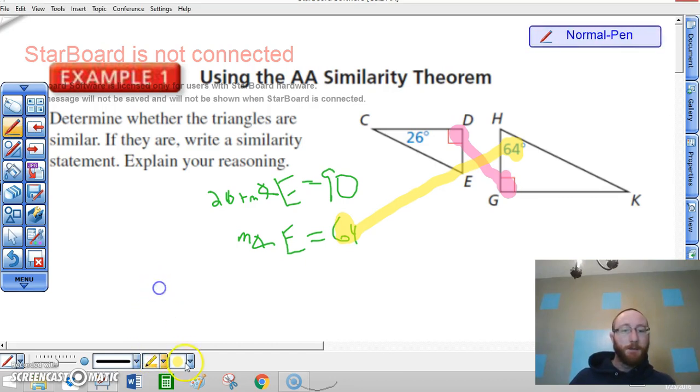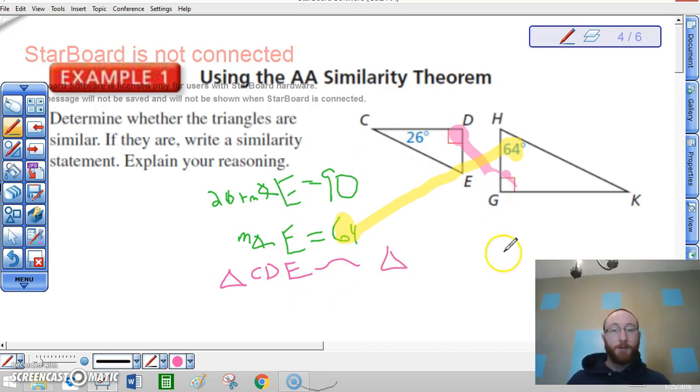Our similarity statement, just like for a congruence statement, we've got to match up the sides. So we're going to say triangle CDE is similar to triangle. Now angle C is probably going to match angle K. So I'll put K first. D is a 90 and G is a 90. And angle E is 64, and angle H is 64. And there we go. All right, so our similarity statement matches the angles.